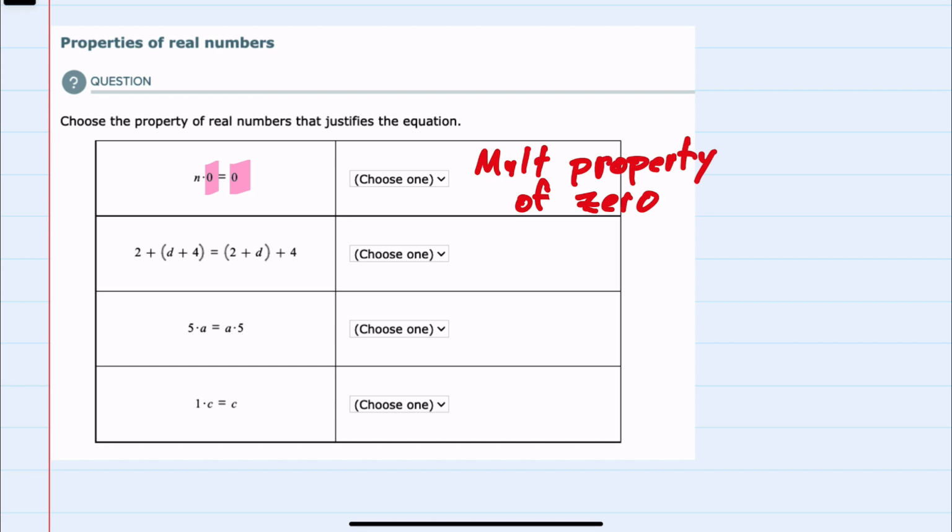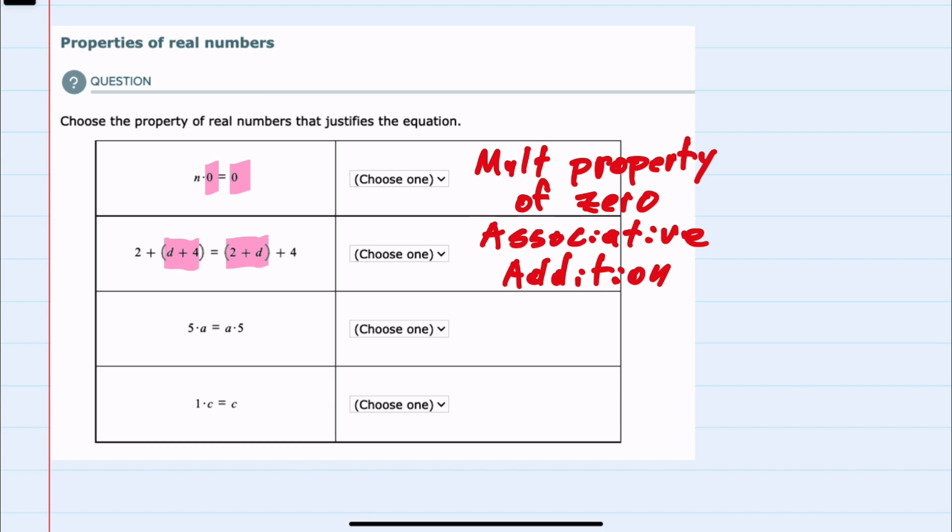In the second example, notice that the 2, the d, and the 4 are being added, but that the grouping is changed from the last 2 to the first 2. So this is the associative property, and since this is addition, it's the associative property of addition.